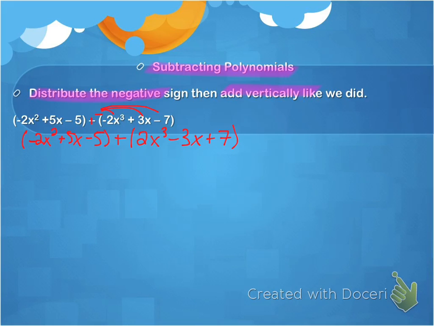Then I'll go ahead and stack them on top of each other. I'm going to move this one underneath the other one. Again, the order doesn't matter since I'm adding now. So it'll be 2x to the 3rd minus 3x plus 7. Again, I have a big hole here, so I can either put a 0 in there, or I can just leave it blank. I'm always partial to leaving it blank. Once I add these together, it'll be 2x to the 3rd, minus 2x squared, plus 2x, plus 2. That's my final answer.